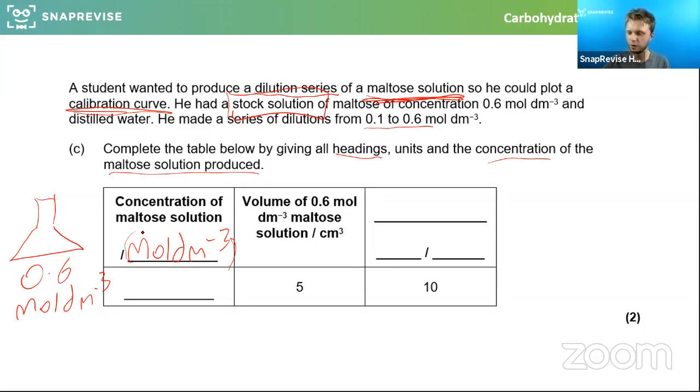Did anyone work out what this one's talking about? If I've got some maltose, what do I need to mix that with to dilute it? Let's have a look. I'm seeing one person who possibly is talking about the right thing, but I'm not 100% sure. Oh, excellent. Bella Marie, I'm going to take your answer. So this one, I'm talking about water. So somewhere over here, I'm going to write water.